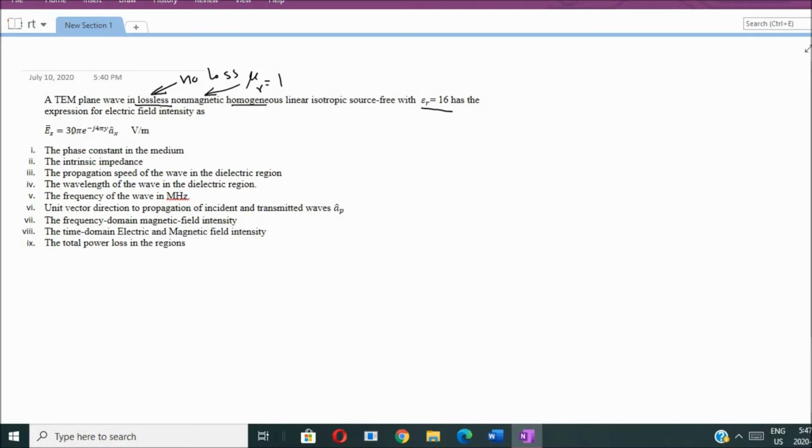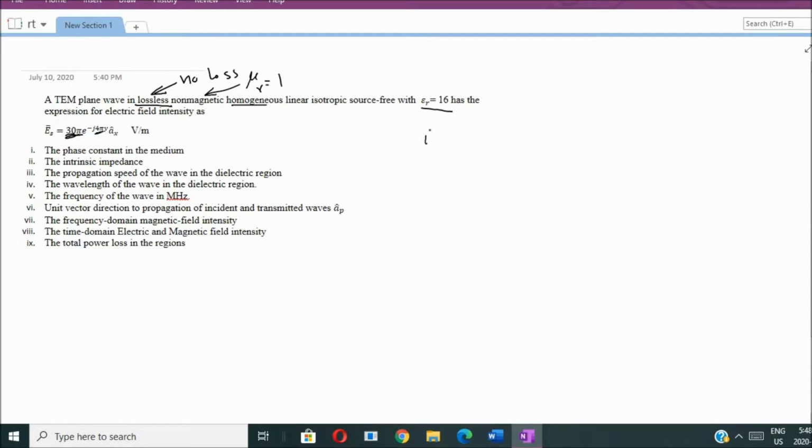In this electric field expression, you see this 30 pi is the magnitude of the electric field, and this 4 pi is the phase constant. Then y is the propagation direction, and x is the polarization direction. So the information we can easily explore from here is the amplitude, the phase constant, the propagation direction, and the polarization direction. Now let me solve the question.